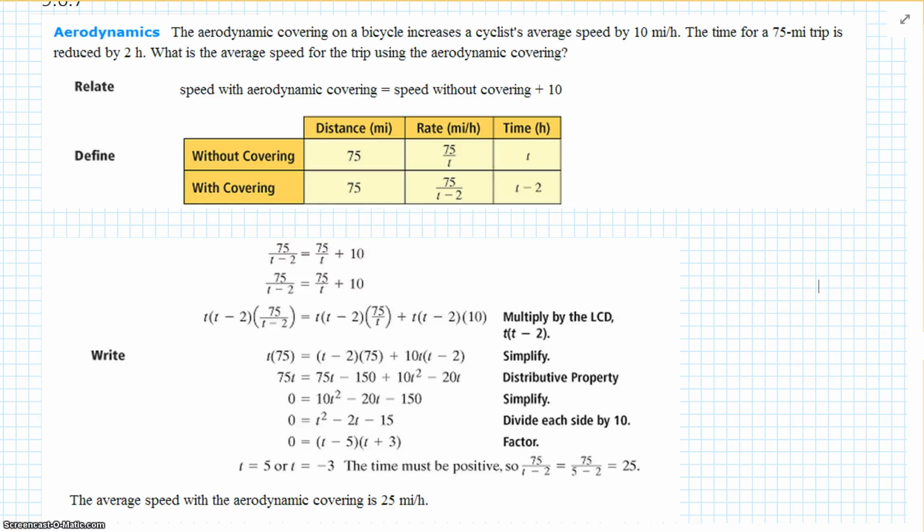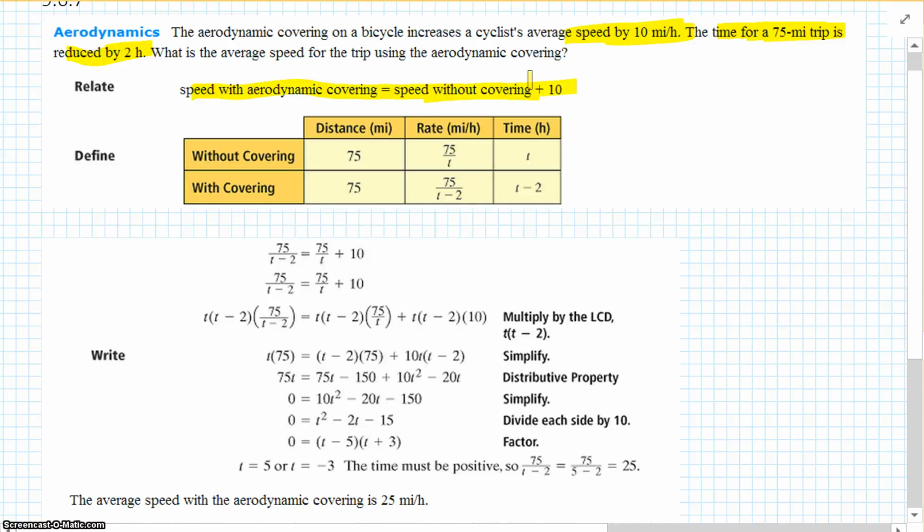All right, aerodynamics. The aerodynamic covering on a bicycle increases the cyclist's average speed by 10 miles an hour. The time for a 75-mile trip is reduced by 2 hours. What is the average speed for the trip using the aerodynamic covering? Well, what we need to understand is the speed with the covering is the speed without plus 10, okay? So we're going to set up a distance, rate, time chart, just like the one below.